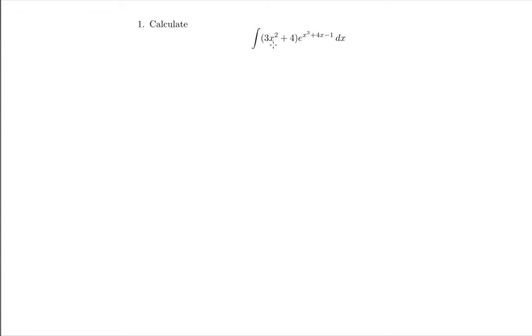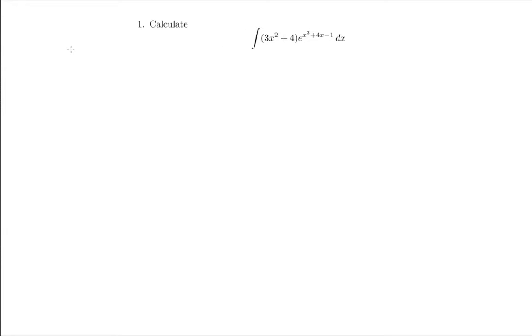What should we replace by u to make our lives easier? So in this question, we have a few options. The first option would be 3x squared plus 4. We could set that equal to u. We could let it be x cubed plus 4x minus 1. That could be u. We could let u be e to the x cubed plus 4x minus 1, or we could let u be the whole integrand.